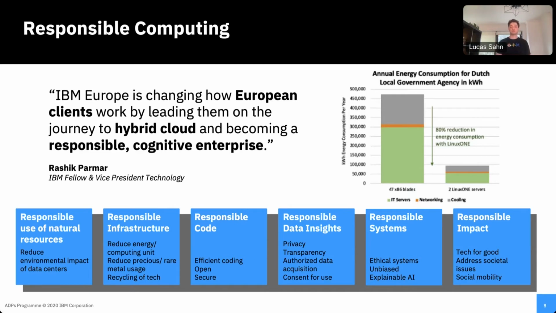Because what those LinuxONE machines did is they significantly reduced the carbon footprint of this local Dutch government agency by over 80%. So this really gets me fired up. I love green technology. I think that we need to make bigger and harder and faster pushes to adopt green technologies. And this is a way in which we're seeing our clients do so. By transitioning their traditional x86 blade server environment to LinuxONE or IBM Z machines, they're not only saving money, sure, but they're saving carbon emissions because they're taking up less space.